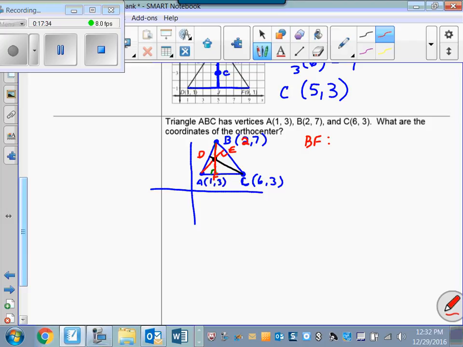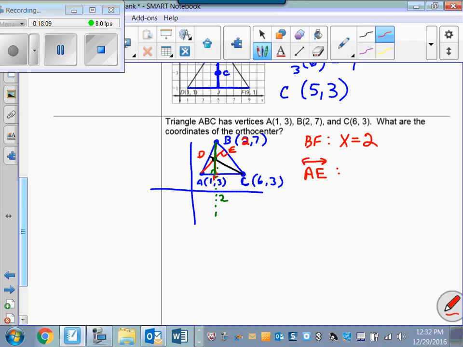So the equation, got to be careful here. We may have to redo this one in class. But you see this line right here that contains BF, it goes through this point X equals 2. So BF's equation is X equals 2. So that's an easy one. Now all I got to do is find an equation of one of the other ones. So why don't we pick AE? Let's look at AE and try to find its equation.